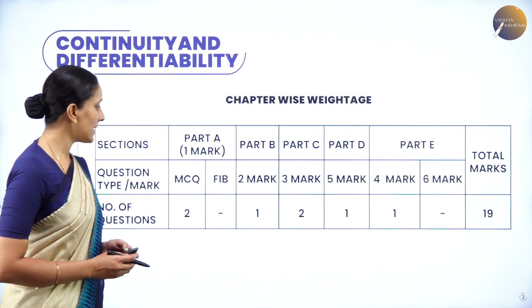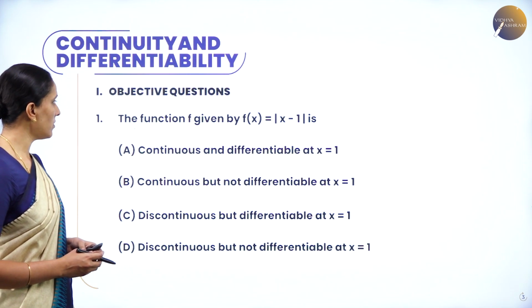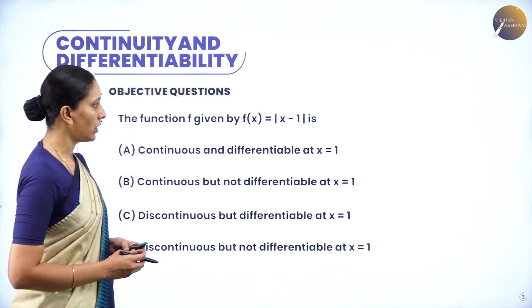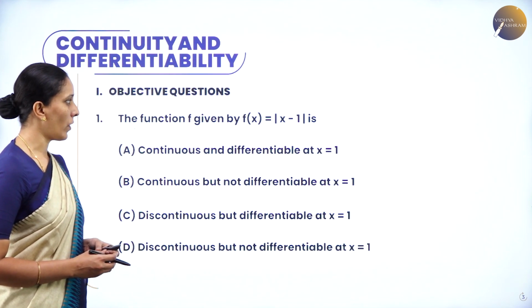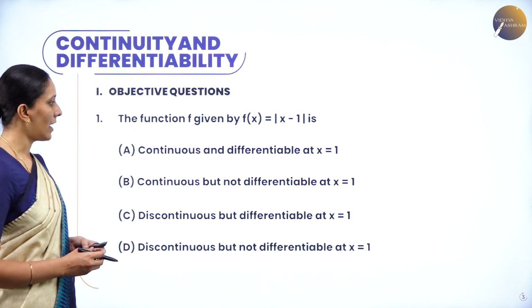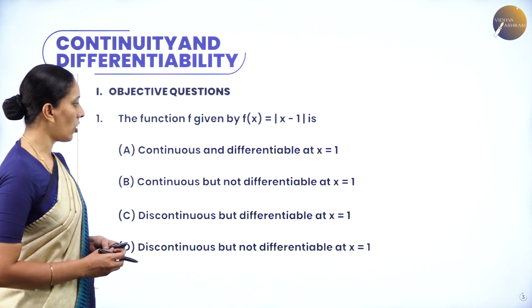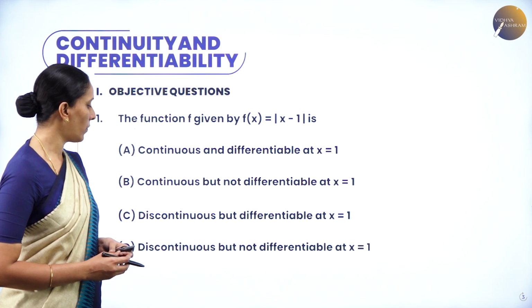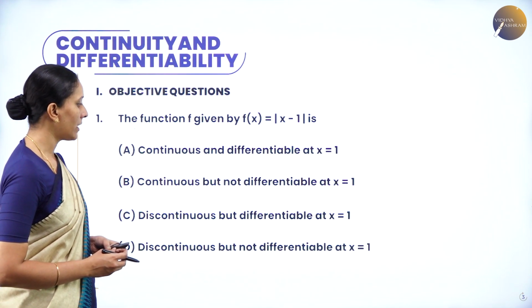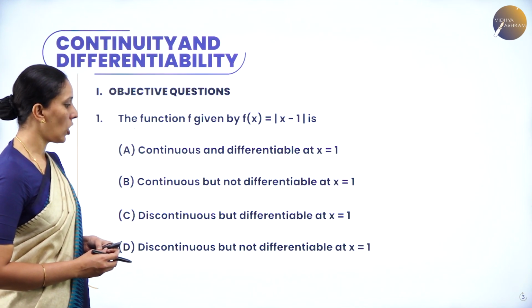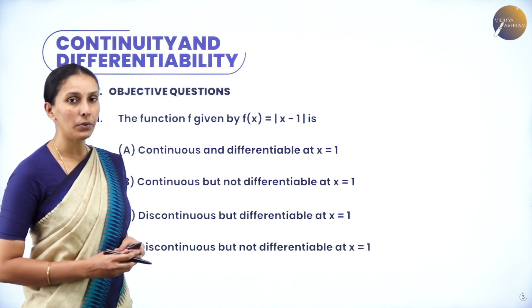So now let's take a few objective type questions. The function f given by f of x equals modulus x minus 1 is: continuous and differentiable at x equal to 1, continuous but not differentiable at x equal to 1, discontinuous but differentiable at x equal to 1, discontinuous but not differentiable at x equal to 1.